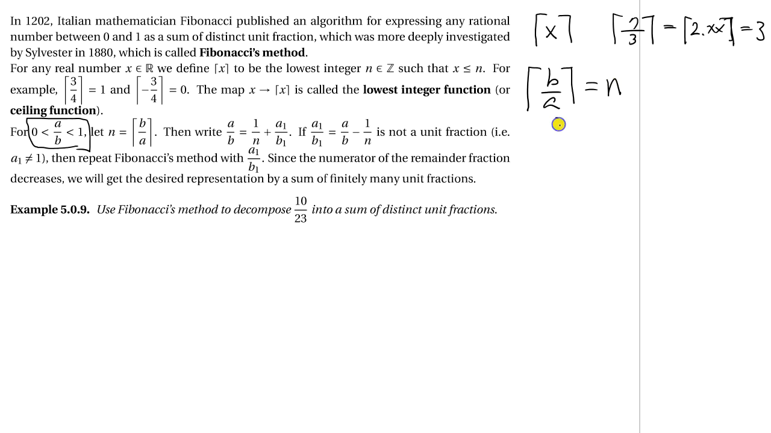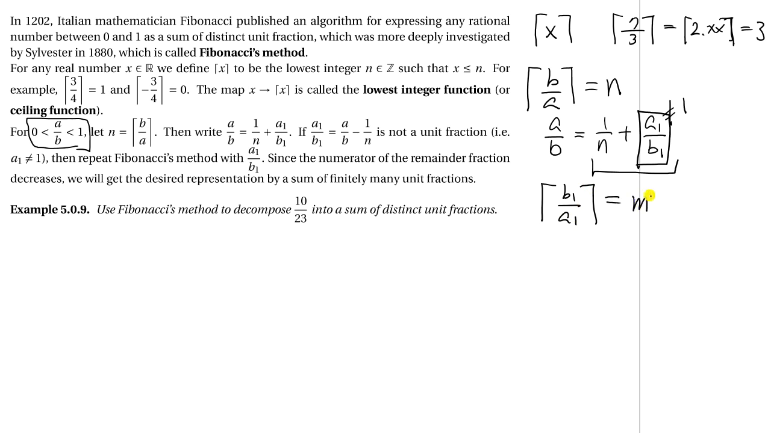Then we can write a over b, which is between 0 and 1, as the sum of 1 over n plus a certain number a1 over b1. And we're going to handle how to calculate it, but let's assume that for now. Now, if a1 itself is 1, then this form is a sum of 2 unit fractions. So that's it, right? That should be the answer. But if a1 is not 1, then we just repeat the same procedure for a1 over b1 again. So take the reciprocal of that result, and let's say the next one is m, whatever.